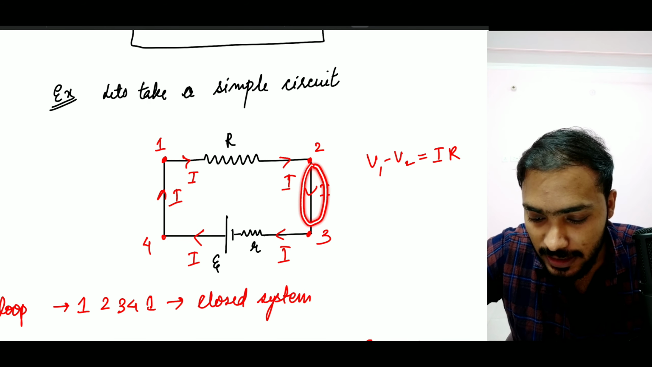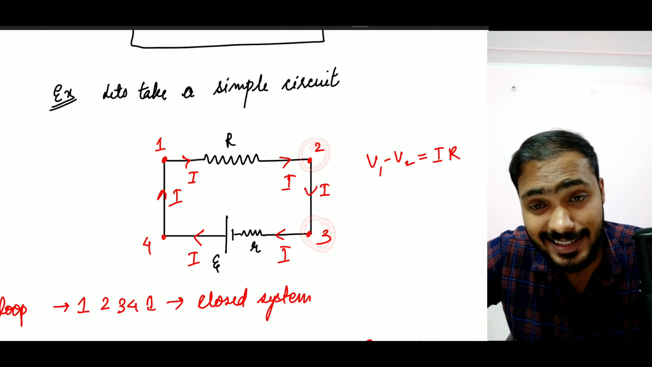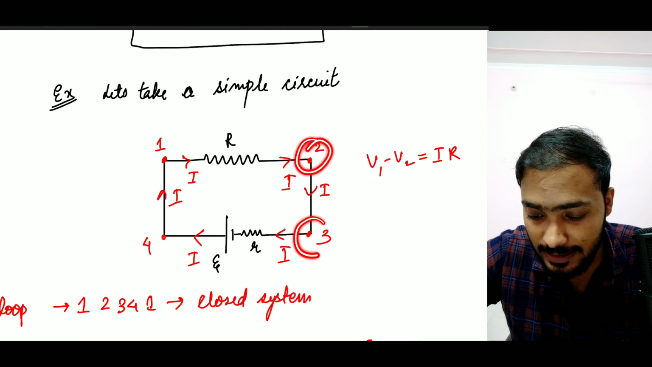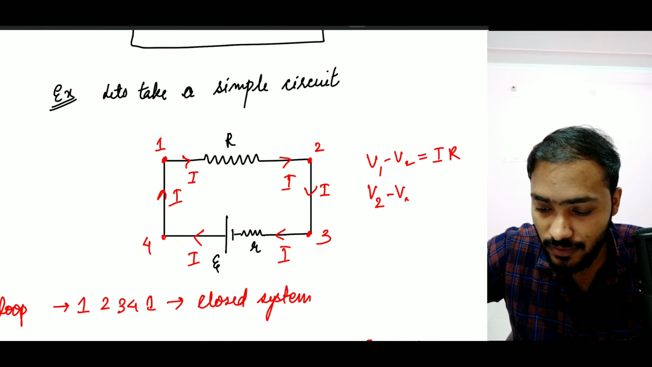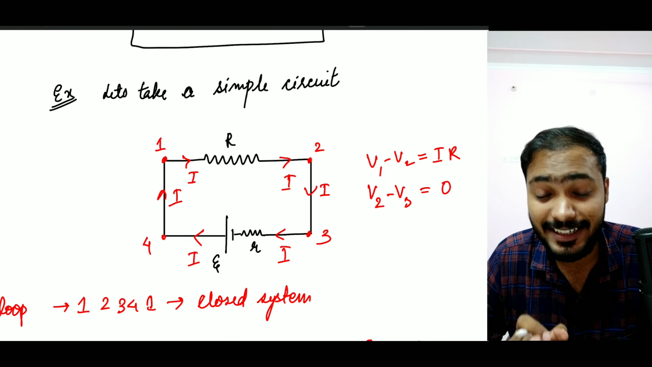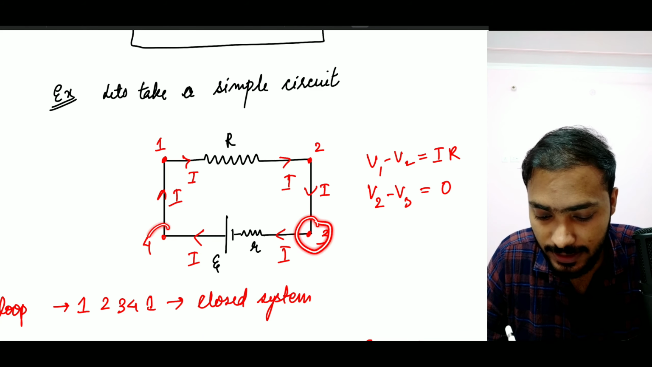There is actually nothing in between. So the potential of 2 and the potential of 3 are the same. So can I say the potential difference across 2 and 3 is zero? So I can write V2 minus V3 is equal to 0. I hope you guys can understand that, right? Okay, great. Now, let's talk about the next one, the potential difference across 3 and 4.